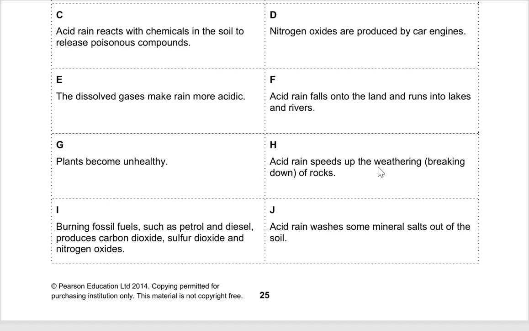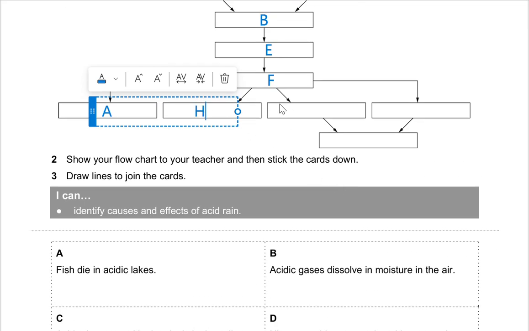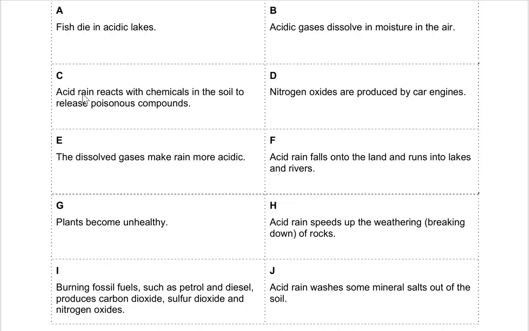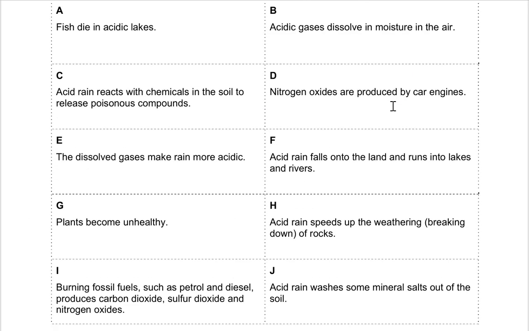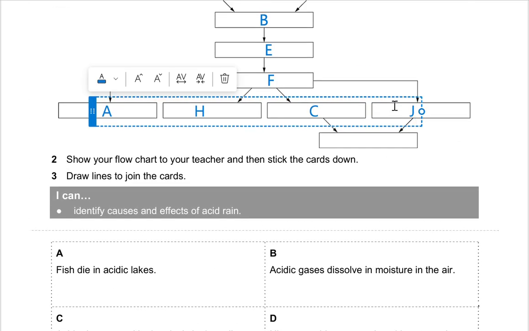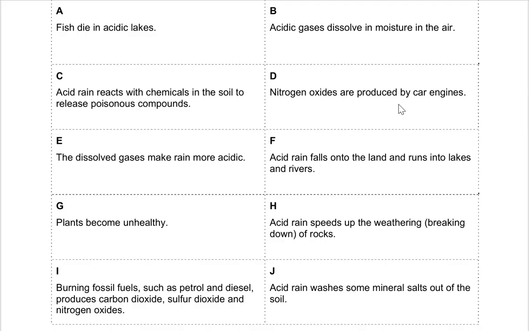Acid rain speeds up the weathering, the breaking down of rocks. These are the effects that the acidity has. Next, another one you can write is C: acid rain reacts with chemicals in the soil to release poisonous compounds. And another one is J: acid rain washes some mineral salts out of the soil. Right. Now out of these, what's happening at last?